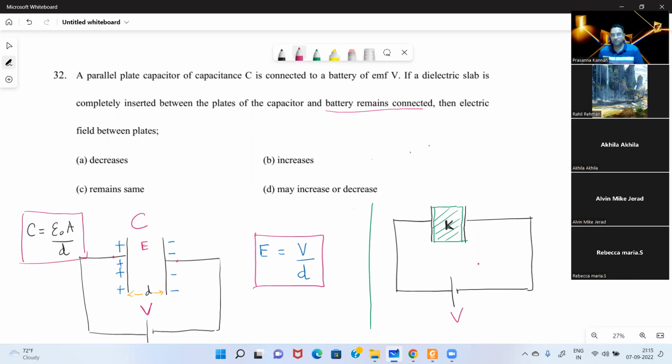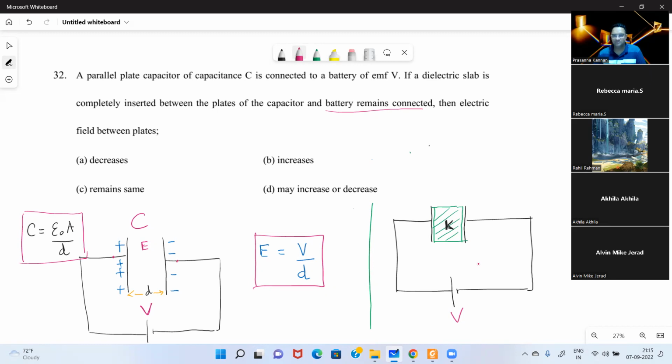Rebecca, can you tell me what will be the capacitance if you insert a dielectric of dielectric constant K? Yes, sir. It is epsilon naught K into A divided by D. Exactly. Same formula, only difference will be the multiplying factor K. So the capacitance is increased by K times. Excellent. Whenever you are inserting a dielectric completely between the parallel plates, the capacitance will be multiplied by K. So it's epsilon naught K A by D. So capacitance has increased. Correct?